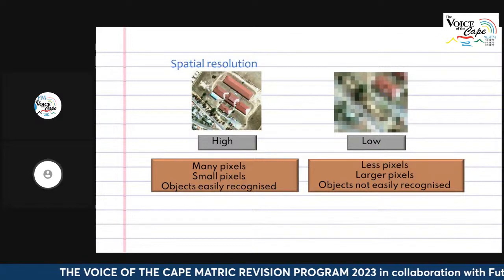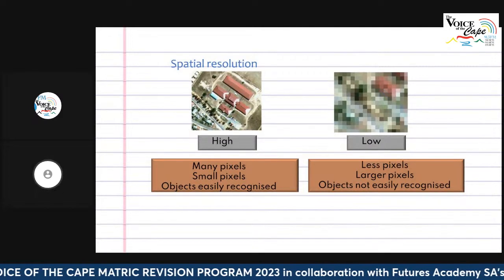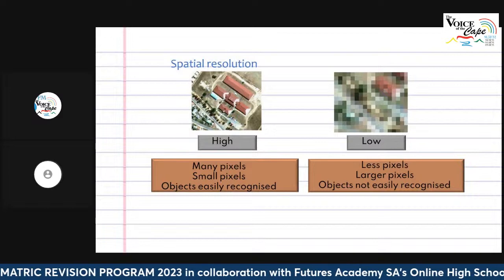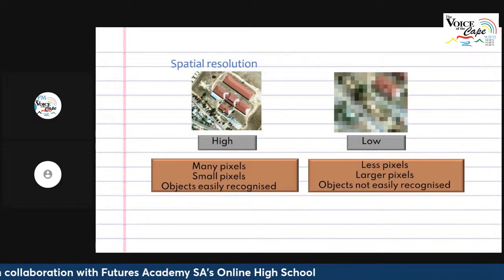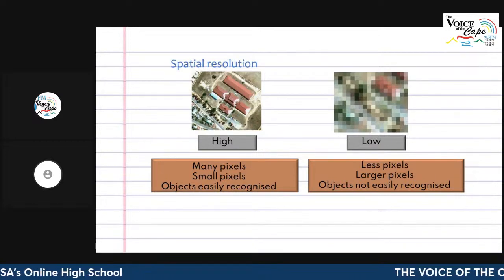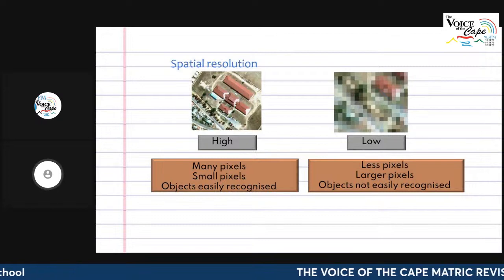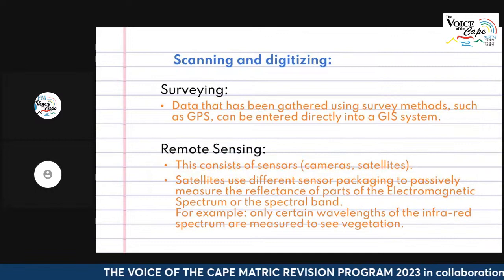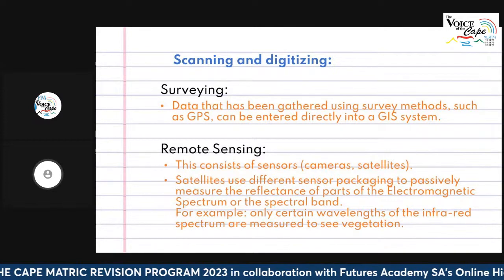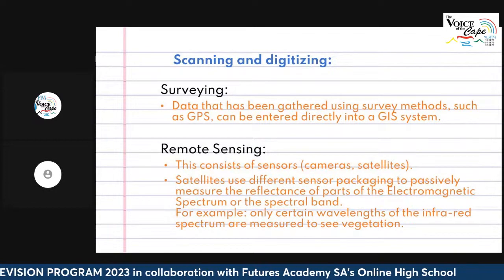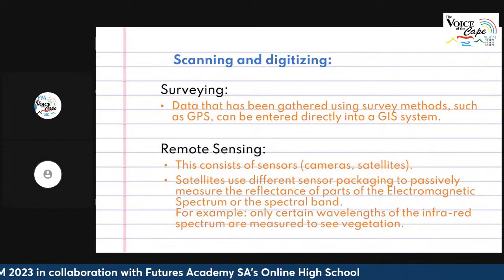So, exactly as you see, with higher resolution, there are many pixels, smaller pixels, and objects become easily recognizable. But if it has low pixels, fewer pixels, it has much larger blocks, and the objects are not easily recognized. Then another word in GIS is called scanning and digitizing. So what exactly belongs to this particular section of our GIS?